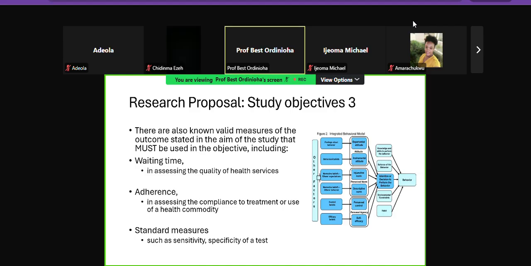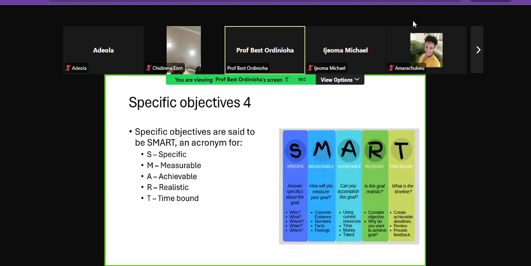Okay, and if you are doing a study on validity of a test, you are comparing ROGT and macroscopy, you should be able to know about sensitivity and specificity. So all this you have to know. And then we also talk about objectives, objectives that are being SMART.